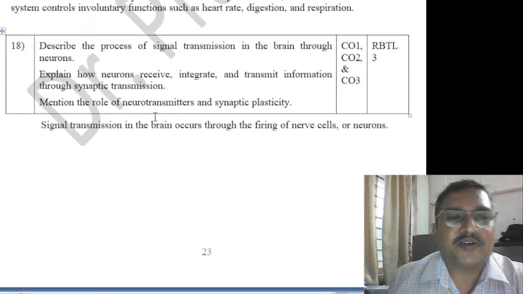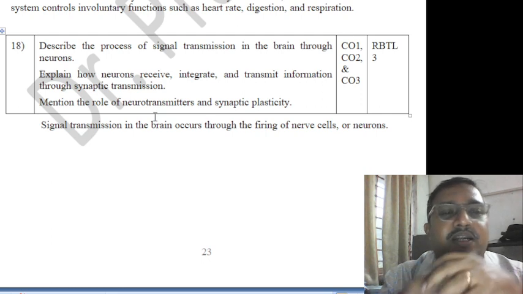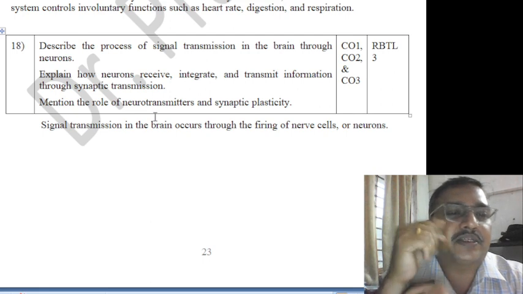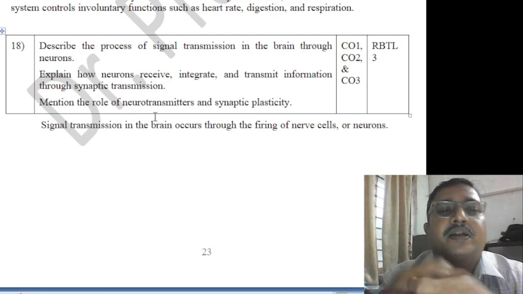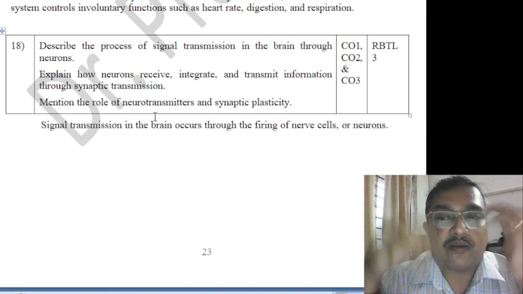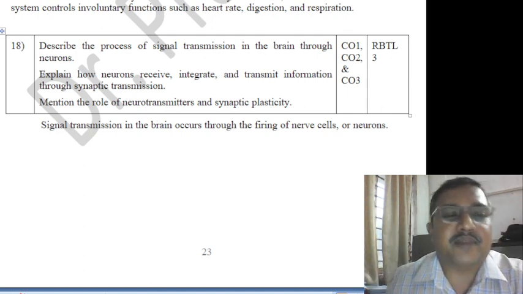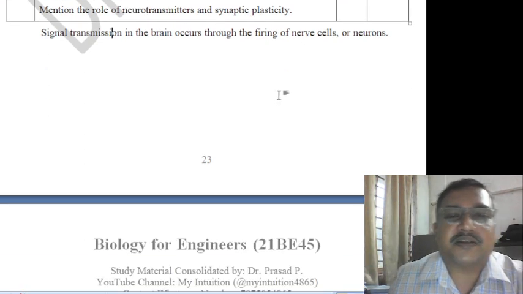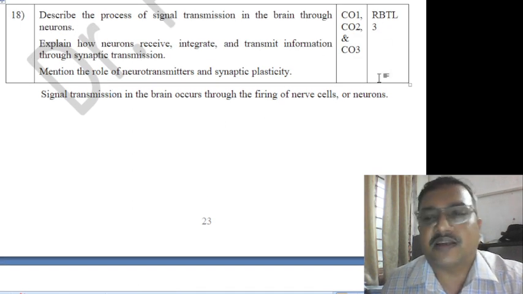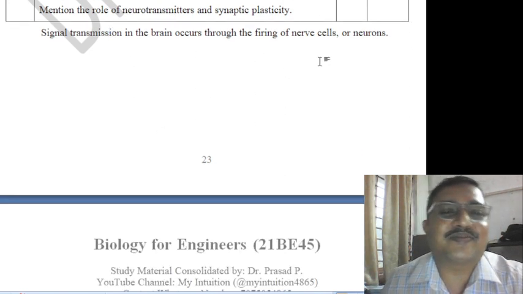Describe the process of signal transmission in the brain through neurons. Explain how neurons receive, integrate, and transmit information through synaptic transmission. Mention the role of neurotransmitters and synaptic plasticity. The question only looks complicated, but the answer is simple, because the answer is already given there. If the answer is not given, then it is an RBT level 3 question. Since the answer is already given, you just need to study that.